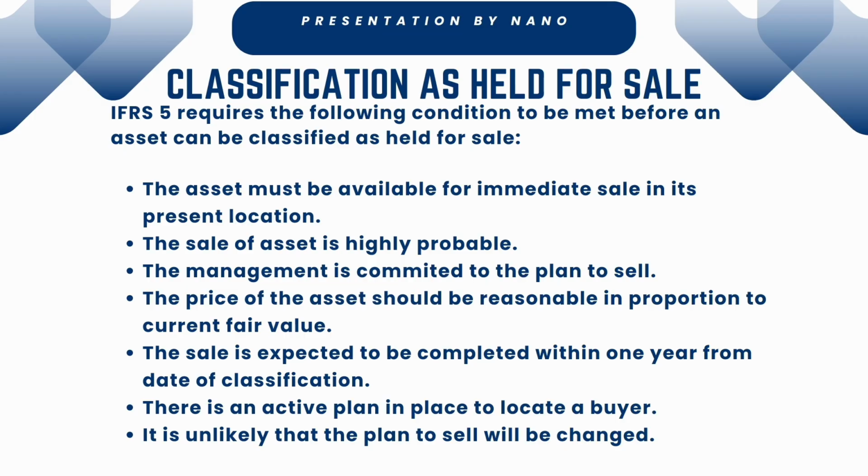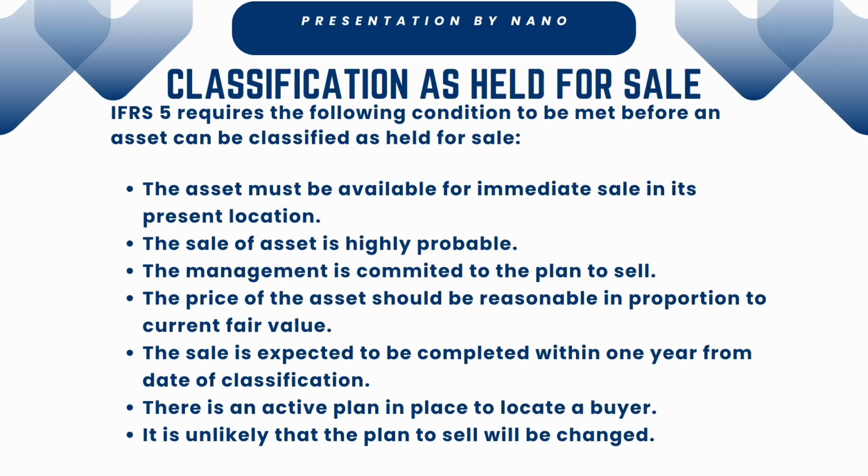Now that we have an understanding of what assets held for sale means, we are going to be moving to the classification as an asset held for sale. IFRS 5 requires that there are certain conditions or criteria that must be met in order for an asset to be classified as a non-current asset held for sale. I know we might be confused because I keep using the word classified, so I'm going to use this instance to explain it.